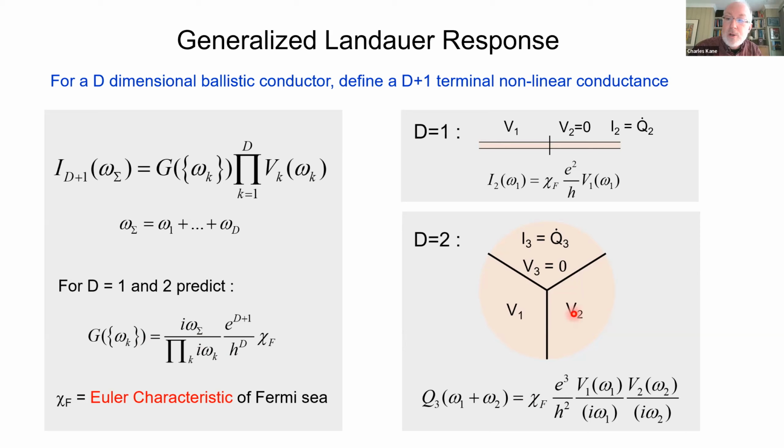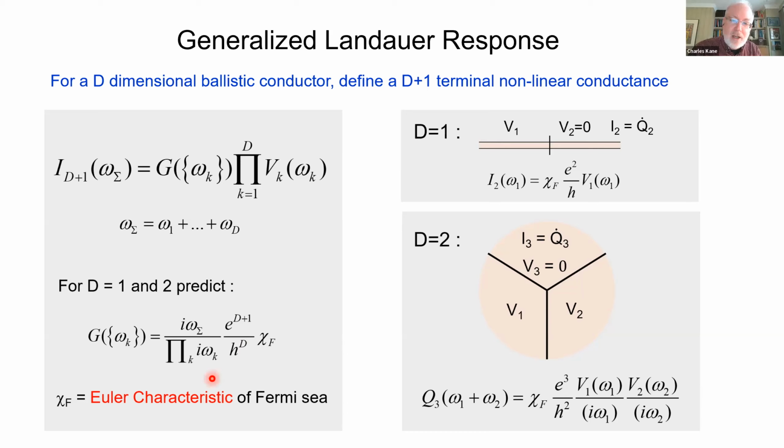I have to be applying a frequency dependent voltage. And so there's some powers of the frequency here with a response which depends on e cubed over h squared, times an integer, where this integer is the Euler characteristic of the Fermi sea. And so this is what I'm going to try to convince you of. What I've managed to, I think, establish, at least in a calculation, is that this generalization applies in two dimensions. Going up to higher dimensions, it turns out it's more complicated. And so I'm going to focus here on what happens in two dimensions.